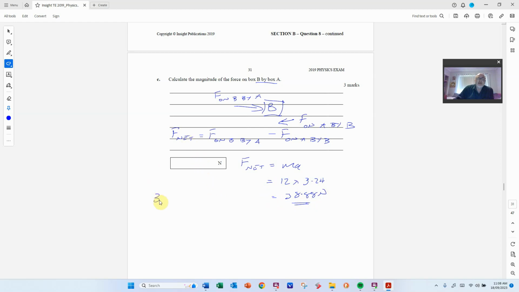Okay, so substituting that in, 38.88 is equal to F on B by A minus the 54.1 due to our friction force from before. So therefore F on B by A is equal to 93 newtons when you round it off to 2 sig figs.